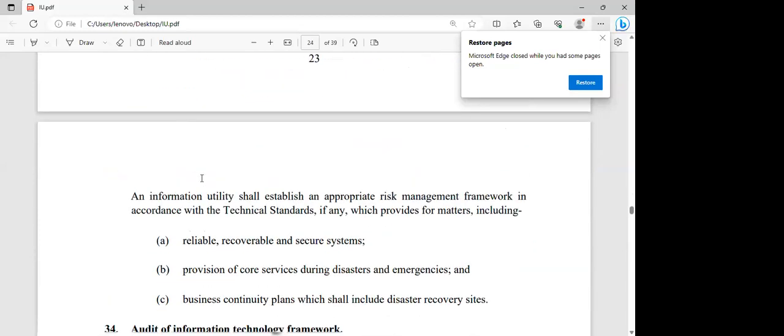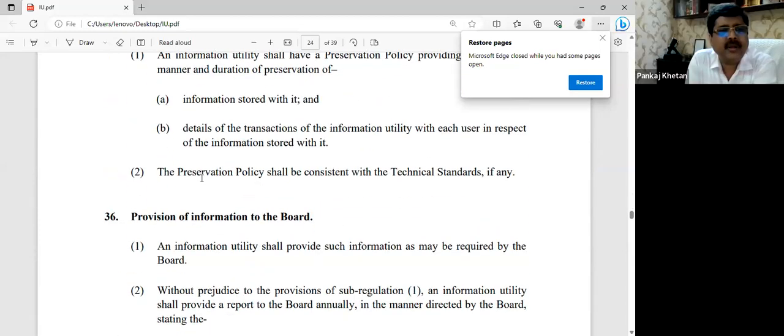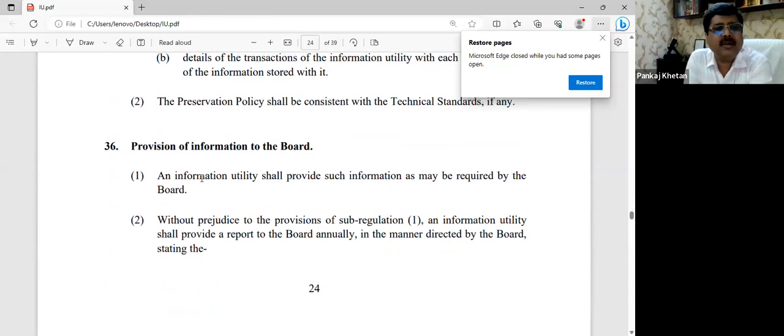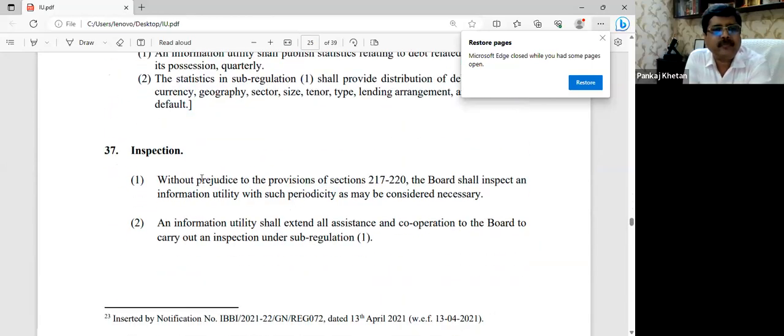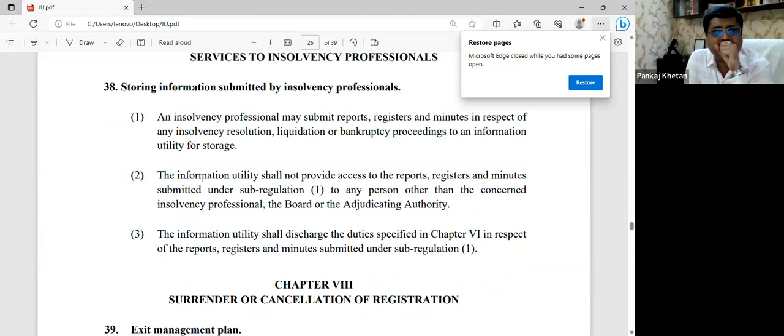Okay. Risk management, audit, and preservation policy. These are all for the internal purpose of IU. Yeah, this is for the IPs.